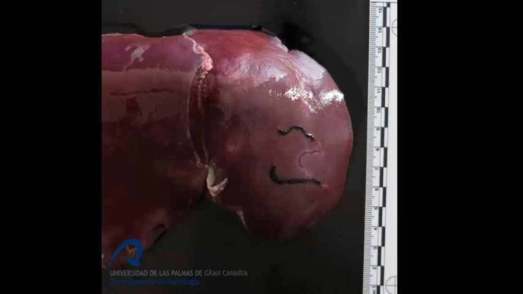Great picture, Dr. Oscar Quesada from Gran Canaria University, and this is tissue from a sheep. What's the most likely cause of this lesion? Your choices are A, Fascioloides magna, B, Fasciola hepatica, C, Cysticercus tenuicollis, or D, Dicrocoelium dendriticum. What is the most likely cause of this lesion? Think about that.